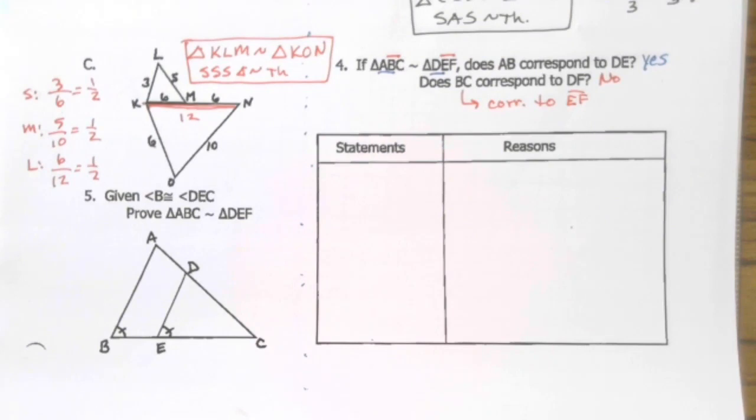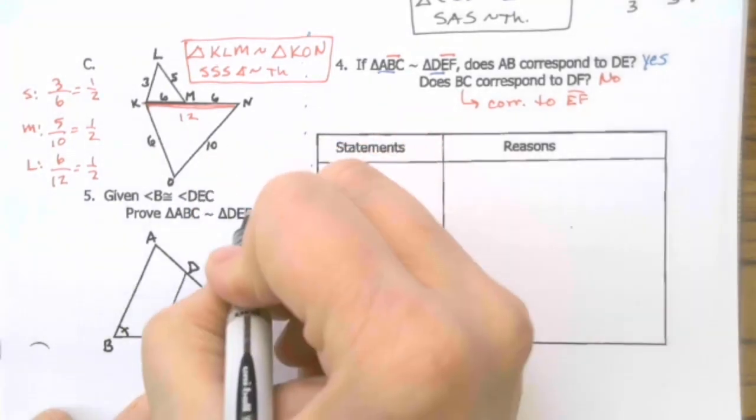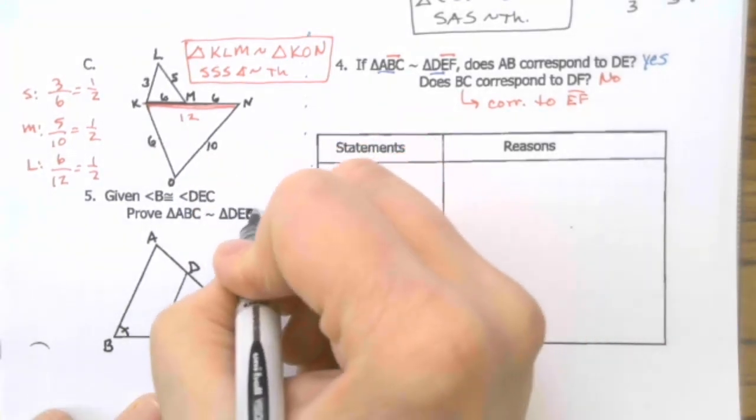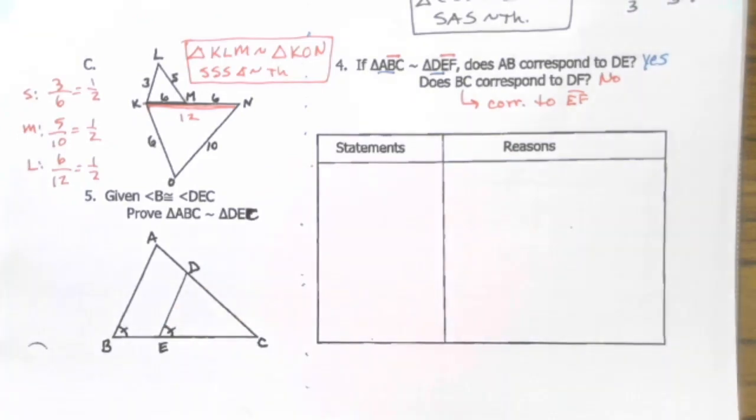All right, number 5, given angle B congruent to DEC, that one, prove that ABC, which is the big triangle, is similar to DE, I think that's supposed to be DEC, because there is no F. So we're going to have to call this DEC, which is the little triangle. There, yep, fix that.